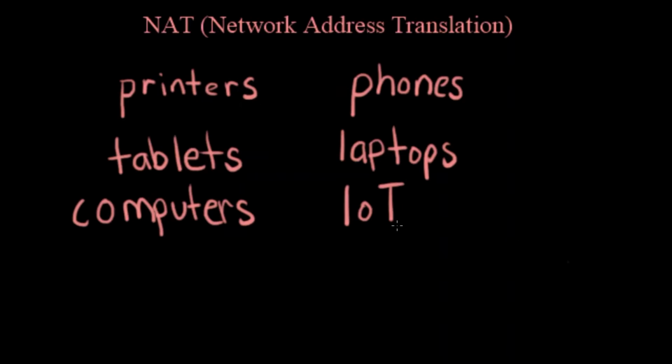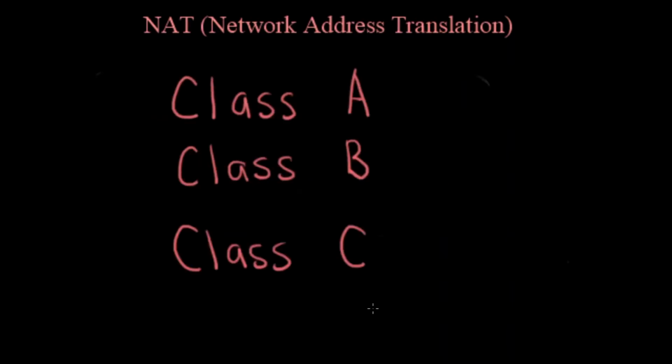All these devices need an IP address. Therefore, we started to run out of IP addresses. One of the solutions to this problem was to create private IP addresses. They created 3 groups of private IP addresses: Class A, Class B, and Class C.